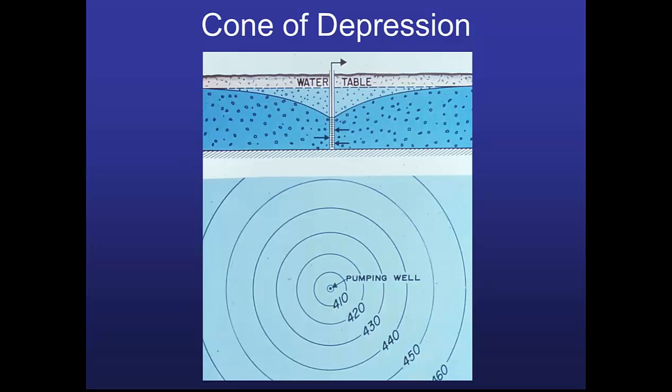And that cone of depression lowers the pressure, so water starts flowing towards the low pressure from higher pressure areas. And this is what it looks like. It's radial flow. If the aquifer is extensive in all directions, this will look like concentric circles as an elevation map of the water surface. And that's radial flow to a well, is how water moves.